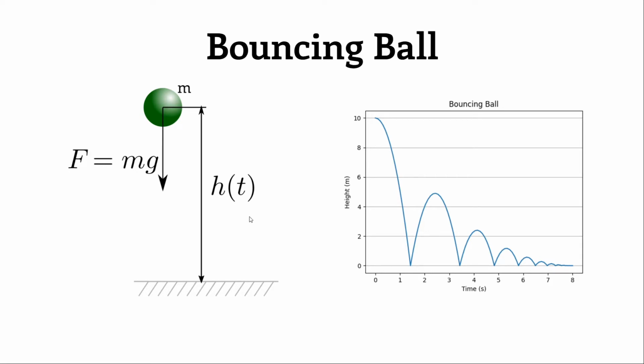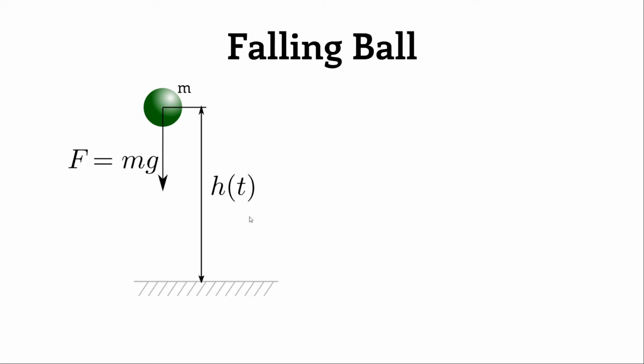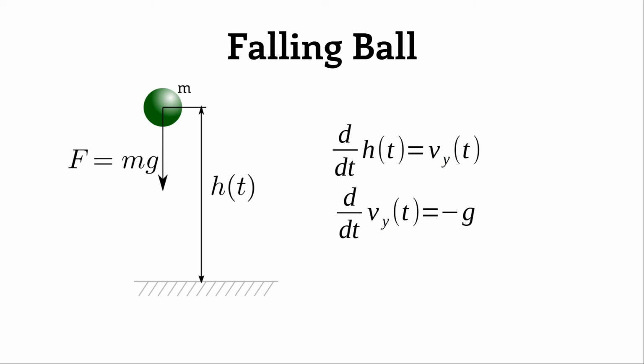And the first thing that we'll do is we will model the falling ball. And that is a relatively simple model. We have two states, the height and the velocity, and we know that the derivative of height is the velocity and the derivative of the velocity is simply the gravitational acceleration, minus g.